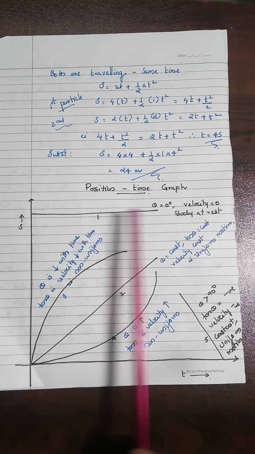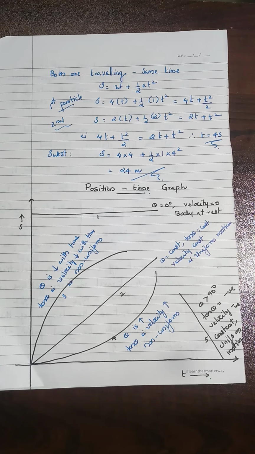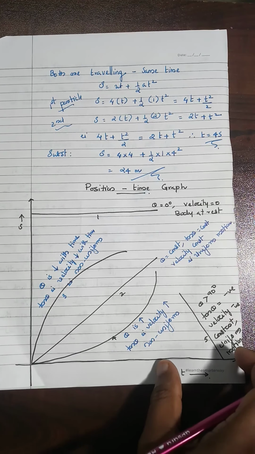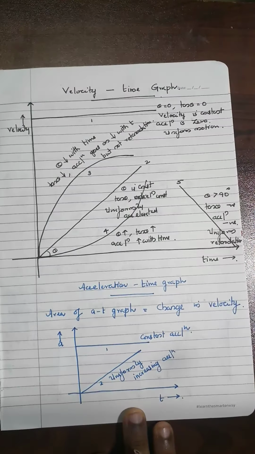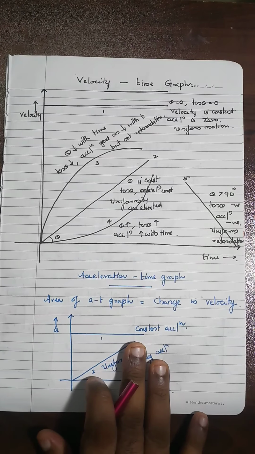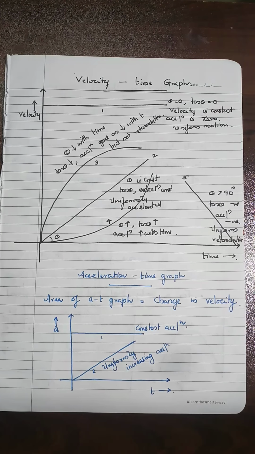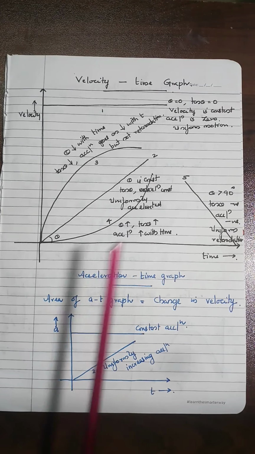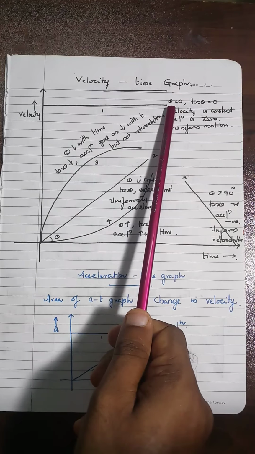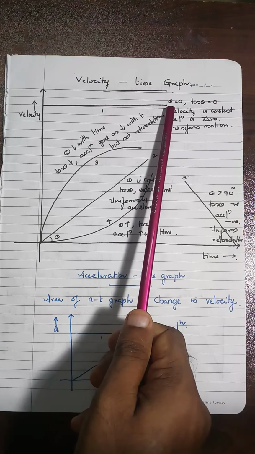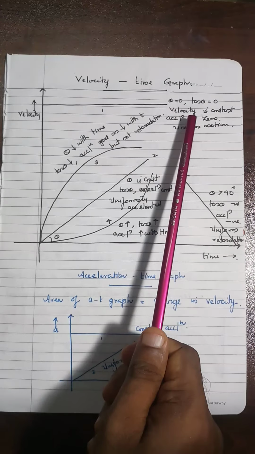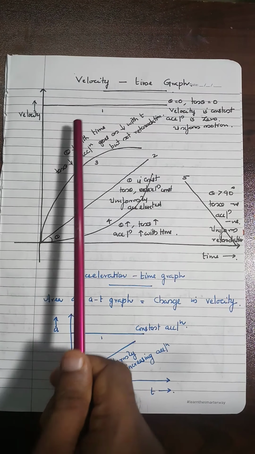So, the very important concept. By using this picture, you get every graph regarding position and time. A similar interpretation applies to the velocity-time graph. And here also the 5 graphs are waiting. At first one, theta equal to 0 means the slope is 0, means the velocity is constant, means acceleration is 0. The uniform motion.